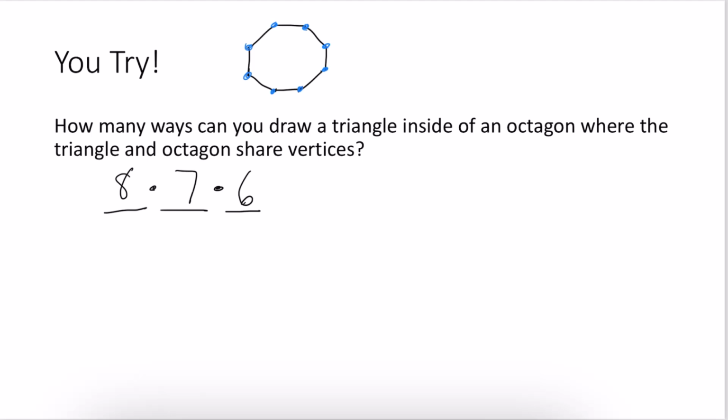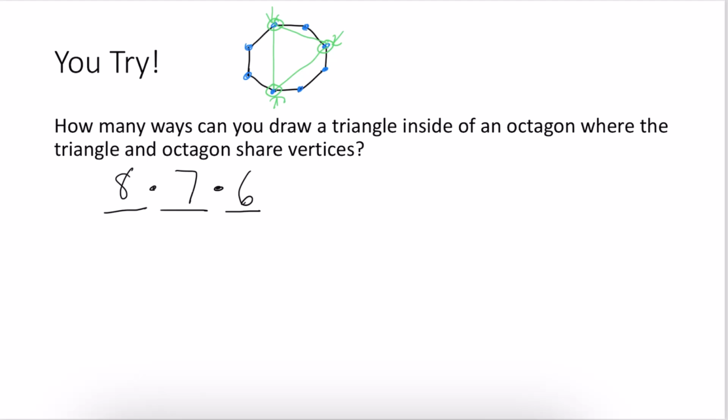And then we ask ourselves, does the order matter in this situation? So if I chose this vertex and then this one and then this one, would that be a different triangle than if I had chosen this one first and then this one and then this one? And obviously it wouldn't, because both of those are going to create the same triangle that I've drawn there. And so the order doesn't matter.